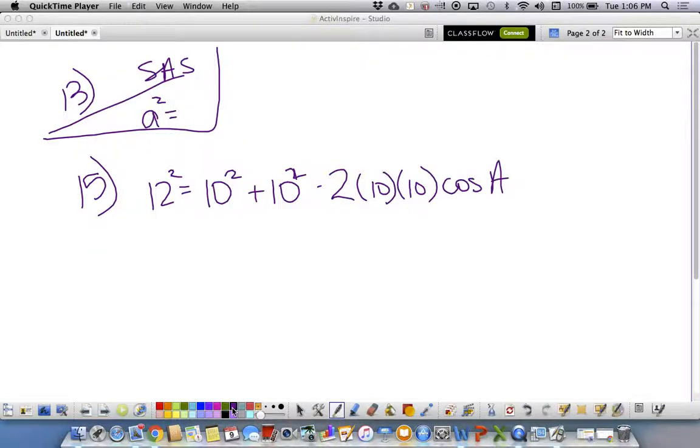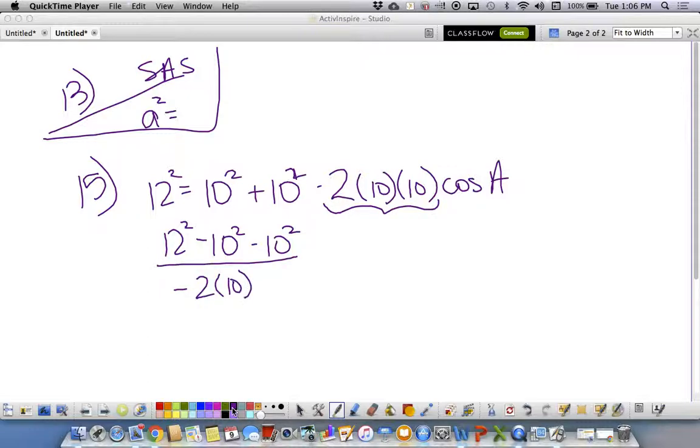Now, you have to figure out a way to remember this formula. You have to figure out a way to simplify this formula. I see 12 squared. I'm going to subtract over the 10 squared. I'm going to subtract over that 10 squared. Then I'm going to divide by what's with cosine, which is negative 2 times 10 times 10.